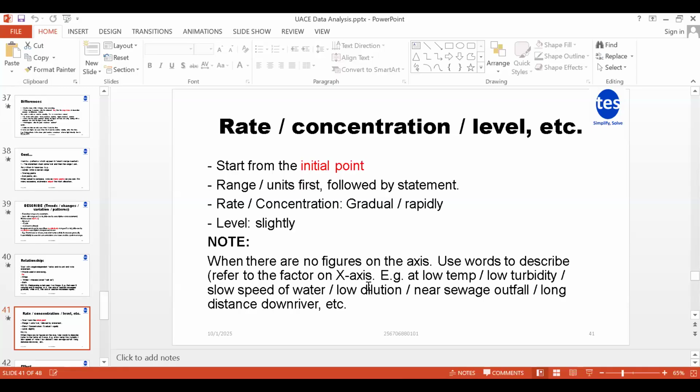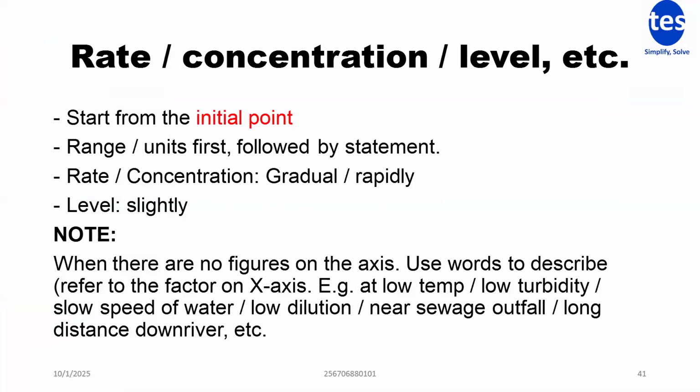Then I ended with when there are no figures. Someone asked this, of course I answered it. When there are no figures on the x-axis, what is to describe? I will zoom this so that we can all note very well. When there are no figures on the x-axis, use words to describe, referring to the factor on the x-axis, e.g. at low temperature, at low turbidity, at slow speed of water, at low dilution, near sewage outfall, longer distance down river, like that. Like you should bring in that creativity.